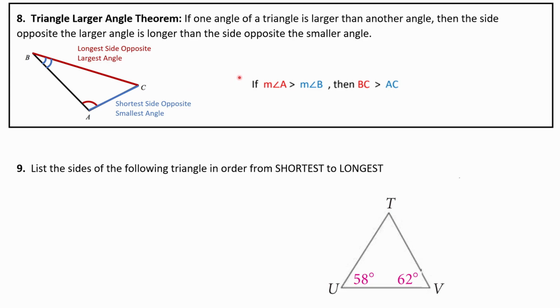So again, let's look at an example where we have this triangle TUV, and we're going to list the sides of the following triangle in order from shortest to longest. So take a moment and play with this one on your own and check back in a few moments for the solution.